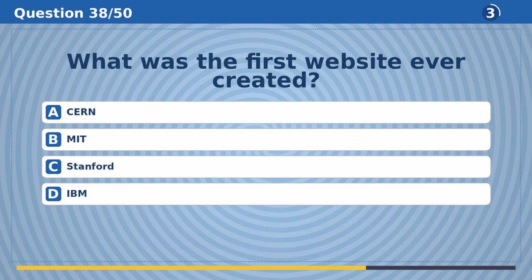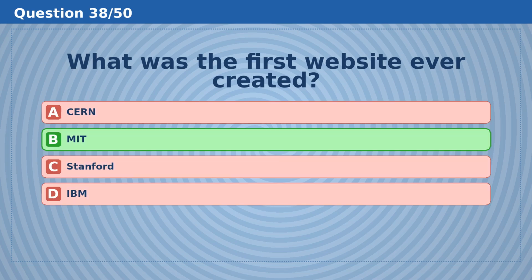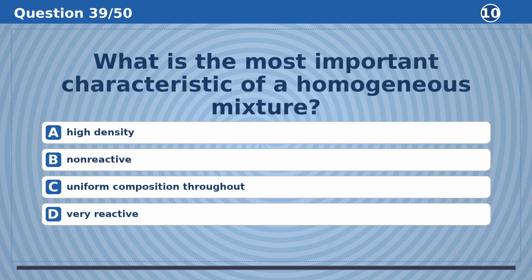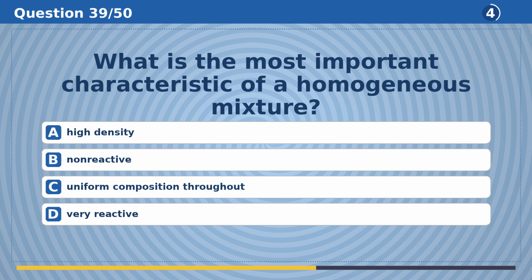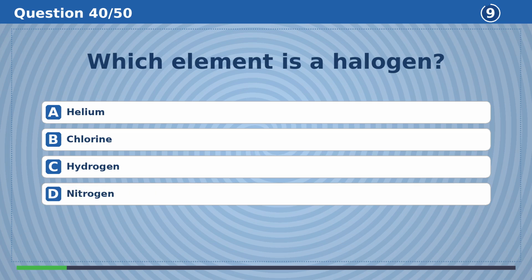What was the first website ever created? The answer is B, MIT. What is the most important characteristic of a homogeneous mixture? The answer is C, Uniform composition throughout.